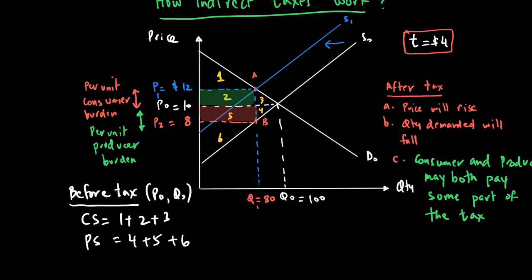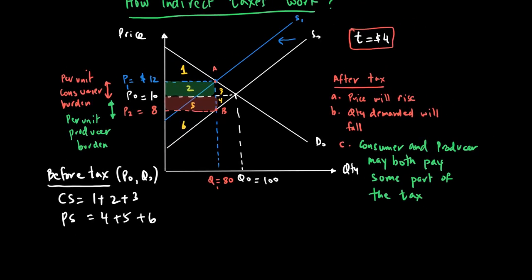Now when you put indirect taxes, let's write after tax, my price becomes P1 and the quantity is Q1. So what's my consumer surplus? Consumer surplus will be basically this region, area 1.